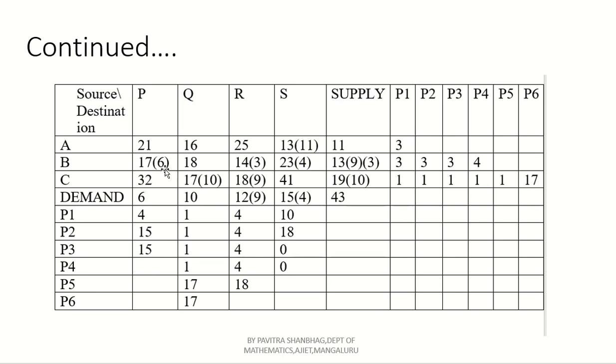Now again compute the penalty 2. Now what is penalty 2? 32 minus 17, that is 15. Next, 18 minus 17, penalty 1. 18 minus 14, 4. 41 minus 23, that is 18. So, column wise penalty we computed.